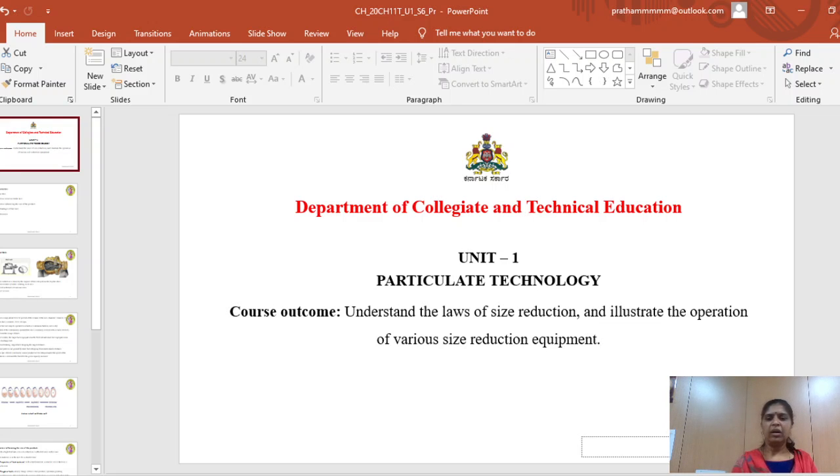So, we were learning about the particulate technology of Unit 1. In the last session, we have learned about the hammer mill and the mechanism of size reduction of the hammer mill.